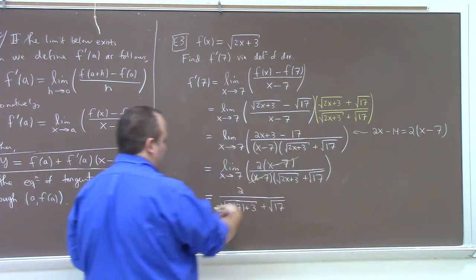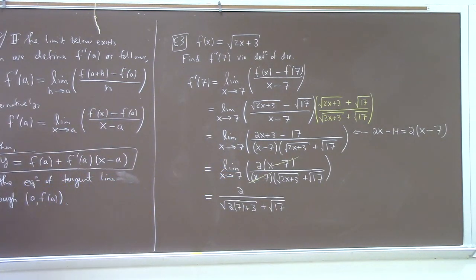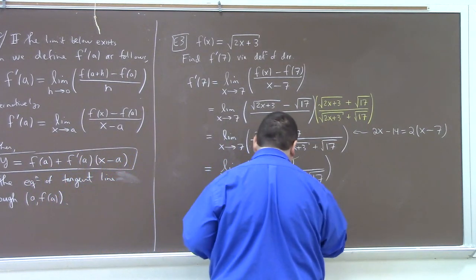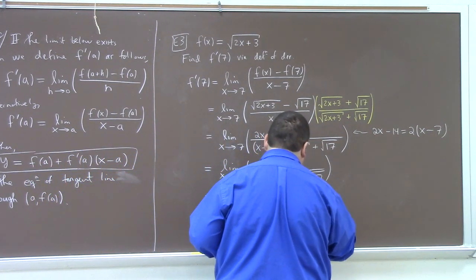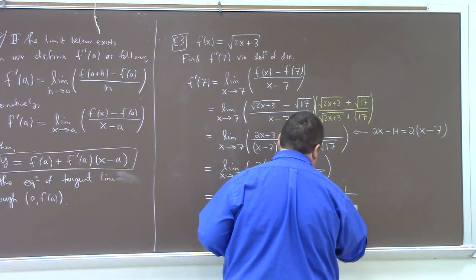But here, we can plug in 7. And when we do that, if you look at that, we've got root 17 plus root 17 in the denominator. That's twice root 17. So arithmetic here, 2 over 2 root 17. So the answer is just 1 over the square root of 17.